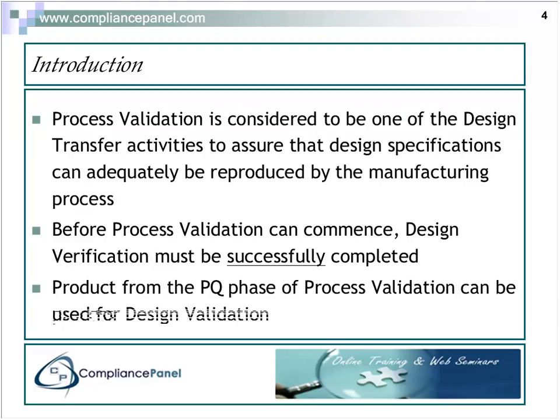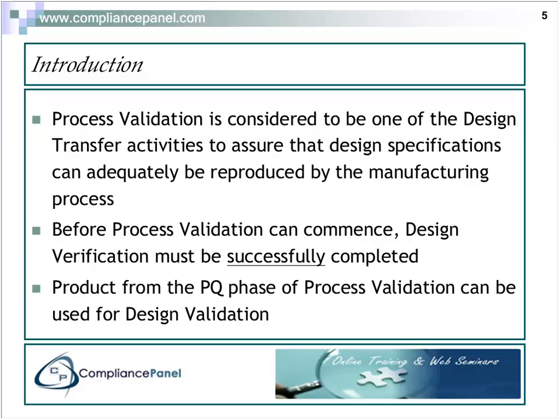It's considered one of the design transfer activities. So this is occurring at the time we're moving from the design of the product into the production of product. And this activity is to ensure or assure that design specifications can be adequately reproduced by the manufacturing process. So what we're trying to do here is show that we can manufacture the product that design would like to have us manufacture.